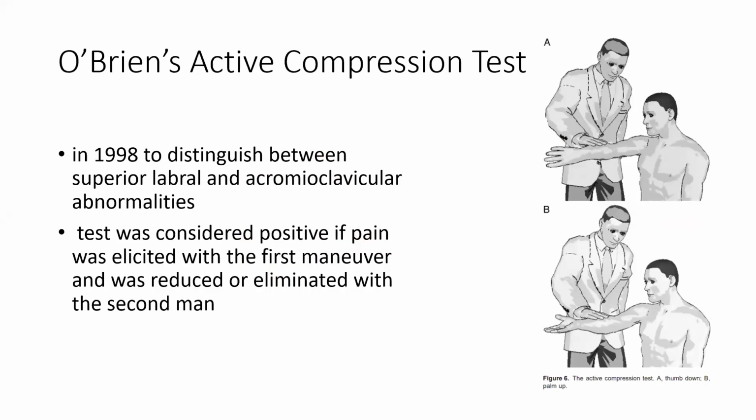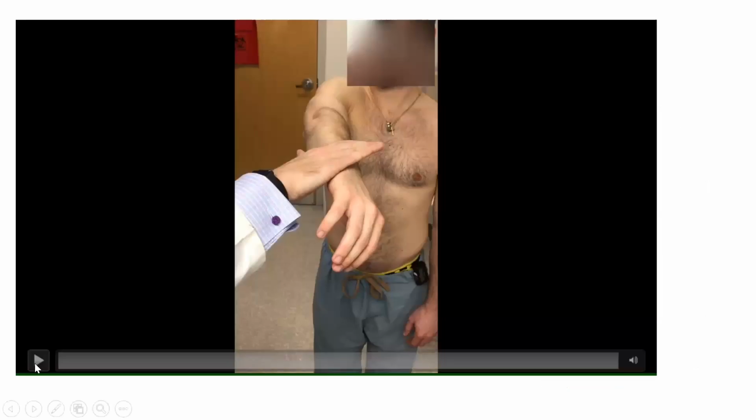The O'Brien test has two parts. I was describing the two sections of the O'Brien test, and the test is considered positive if the pain is elicited with the first maneuver, that is in internal rotation, and is reduced or eliminated with the second one, that is in supination or external rotation. And this is a small video of the O'Brien test.